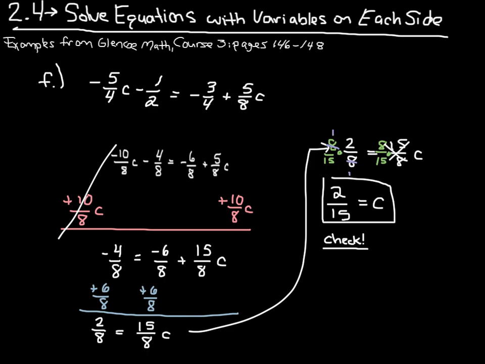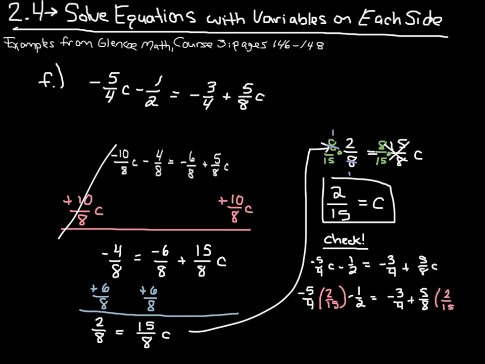And so if we start with our original equation, negative 5/4 C minus 1/2 equals negative 3/4 plus 5/8 C. And now we'll substitute in our 2/15. So negative 5/4 multiplied by 2/15 minus 1/2 is going to equal negative 3/4 plus 5/8 times 2/15. Now let's look into cross simplifying here.